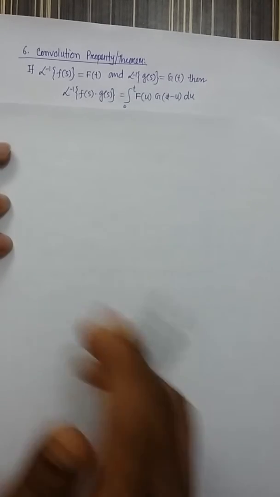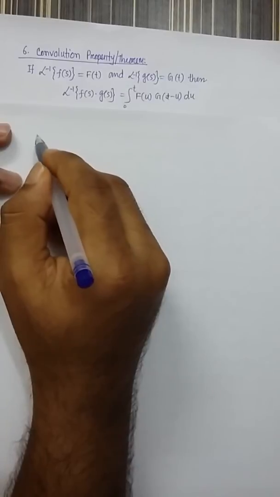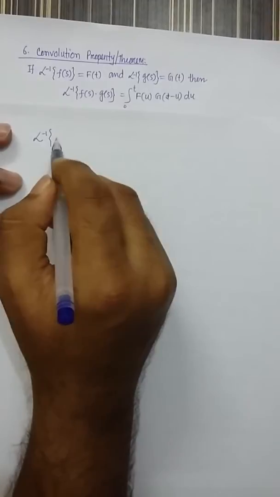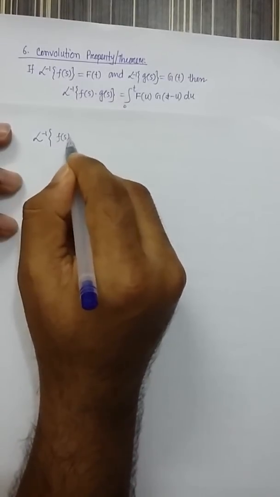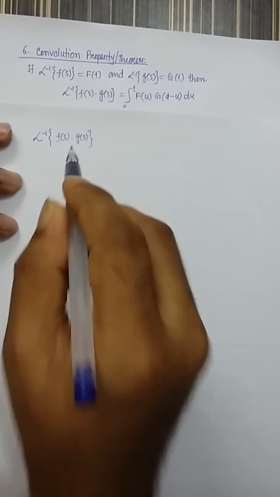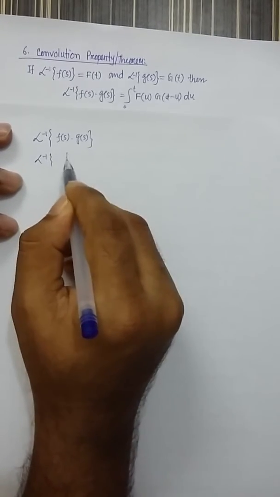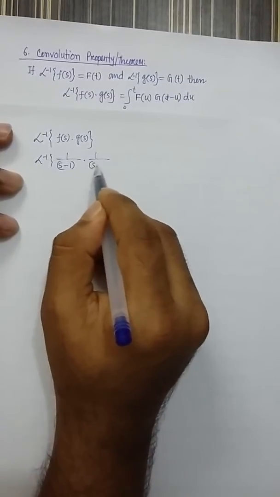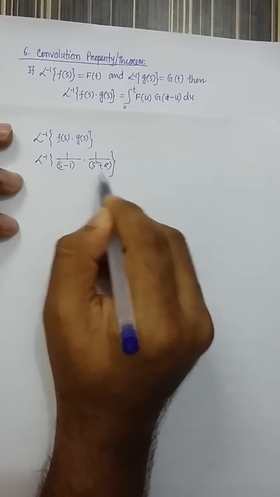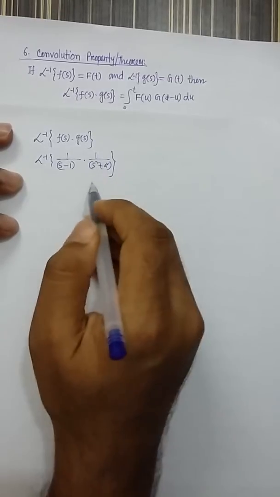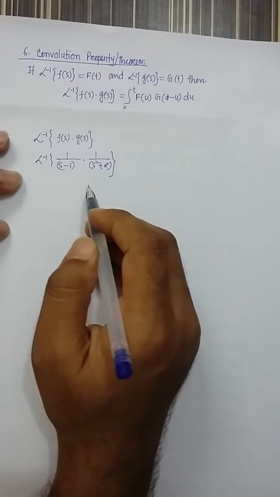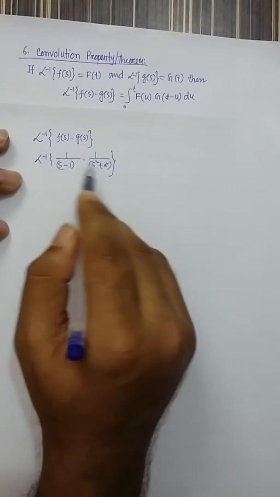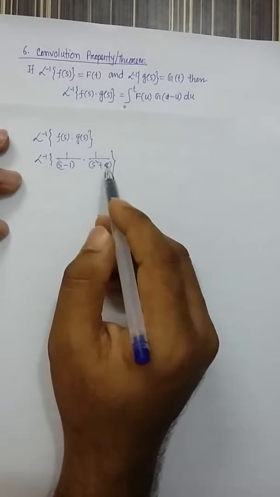Actually this is a property: if two functions are given in the form f of s and g of s, that is called the product form. Something like we can write L inverse of 1 by (s minus 1) into 1 by (s square plus a square). These are different functions but they are in product form in the inverse Laplace. Then how will we evaluate this type of transform? This type of transform is evaluated by using the convolution property.